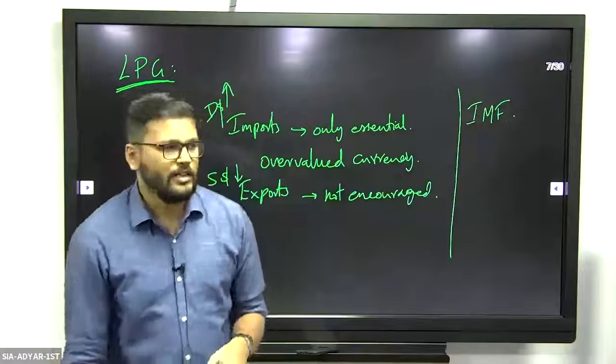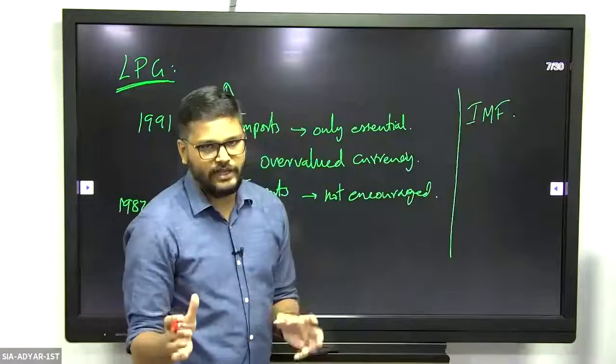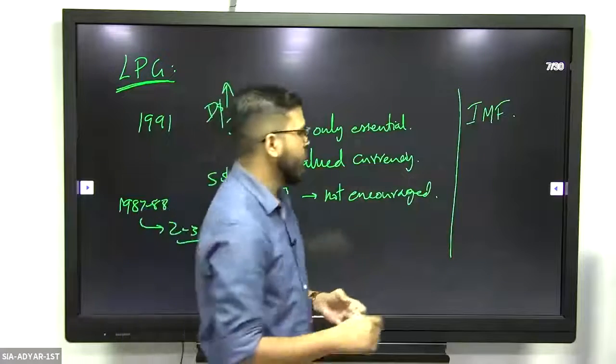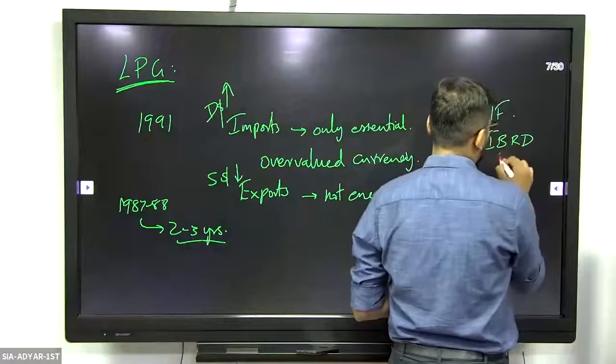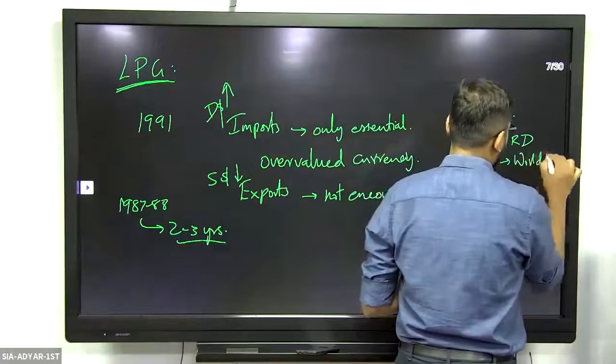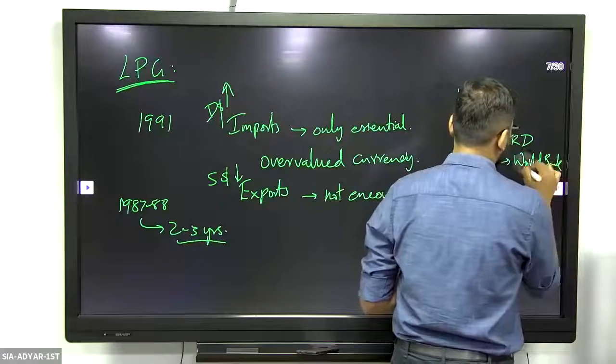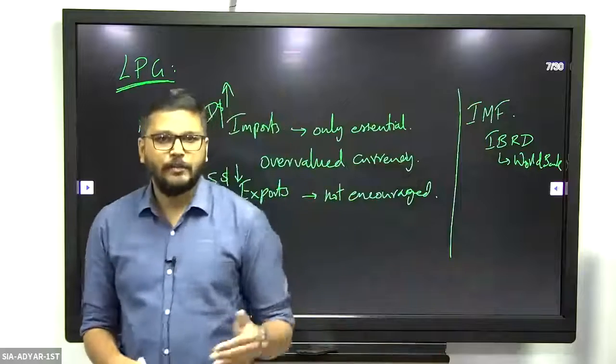So India went to the International Monetary Fund. International Monetary Fund says I alone cannot help. Let's call in the World Bank also. So International Bank for Reconstruction and Development, which is also called as World Bank. They stepped into the picture.